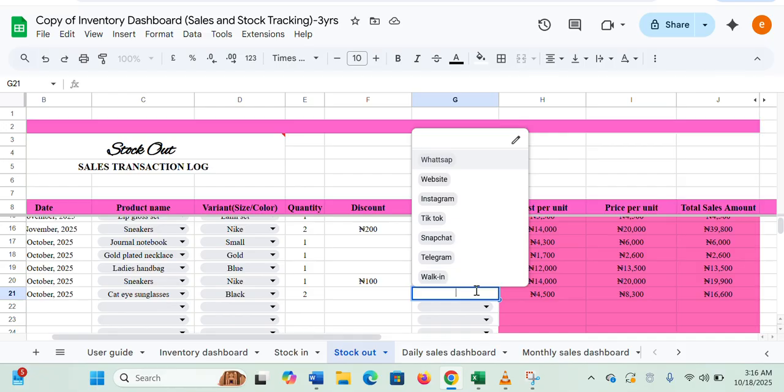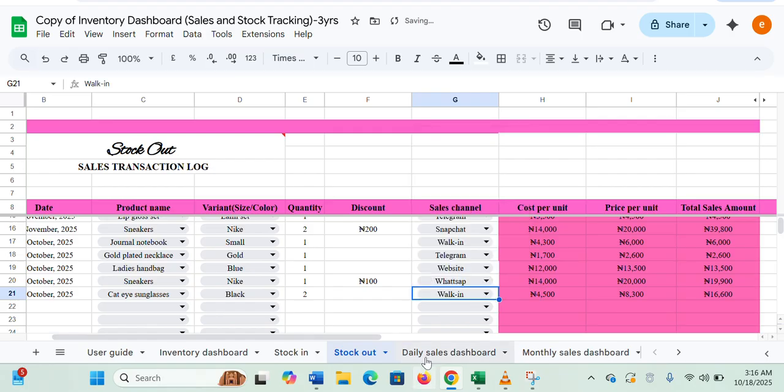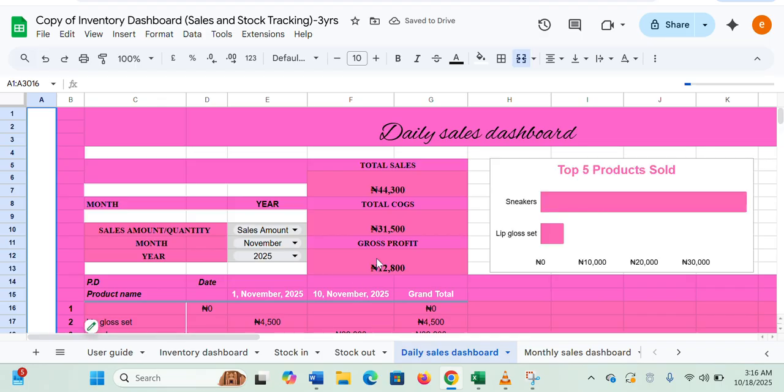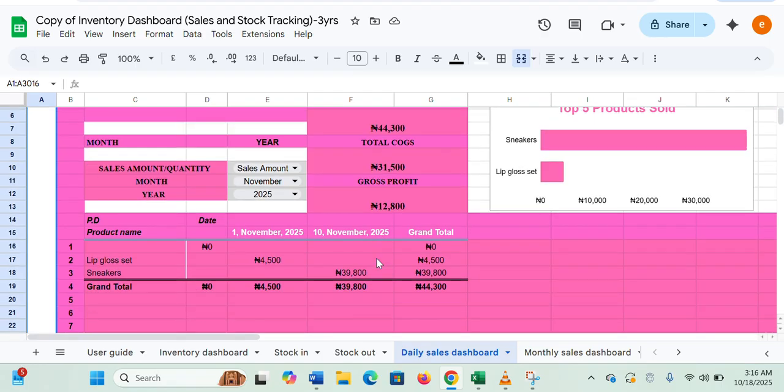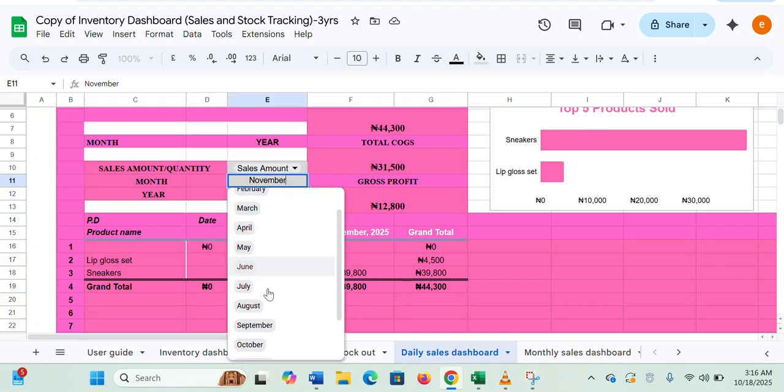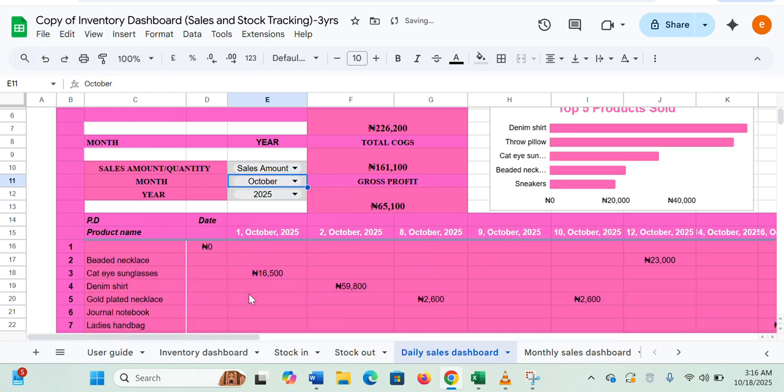Did you sell it on WhatsApp, website, Instagram? At the end of the day, this just makes you see where you are making much more sales as a business owner. But yeah, I want to assume that this is a working client. I hope that you understand that. Now, daily sales dashboard. This is what helps you optimize your spreadsheet.